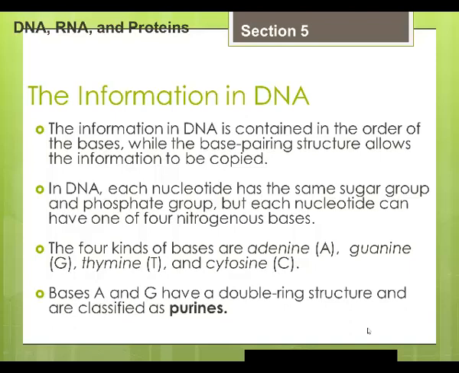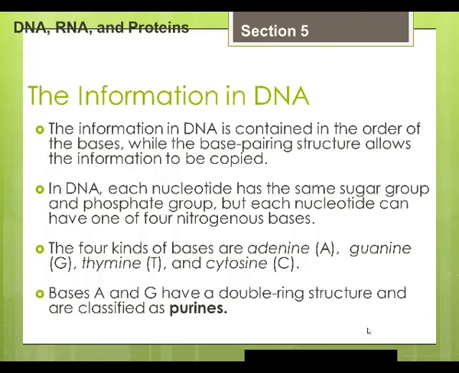The information in DNA is contained in the order of the bases, while the base pairing structure allows the information to be copied. In DNA, each nucleotide has the same sugar group and phosphate group, but each nucleotide can have one of 4 nitrogenous bases. That really is what gives us the variability between our DNA and anyone else's or other organisms' DNA, just simply the variation between those nitrogenous bases.